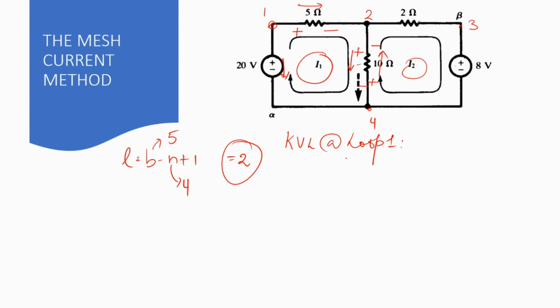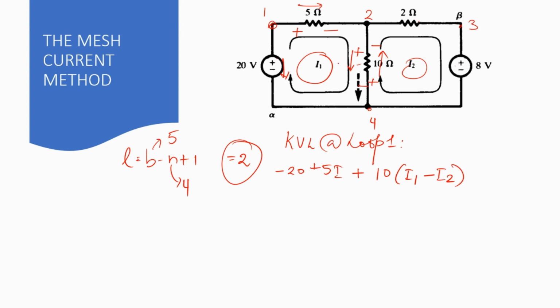Now applying KVL at loop 1. So that would be minus 20 plus 5I1 plus 10 I1 minus I2. Why is that?